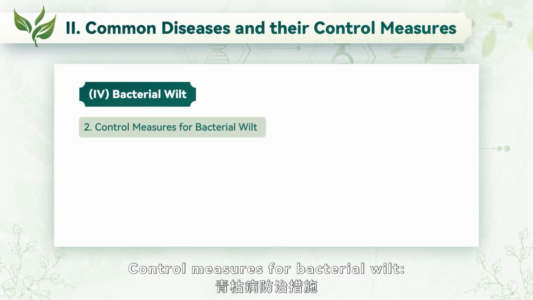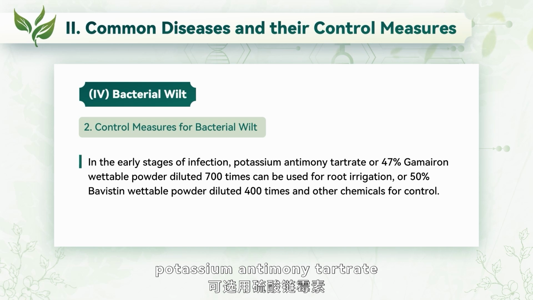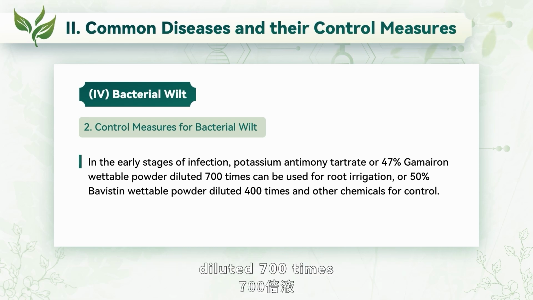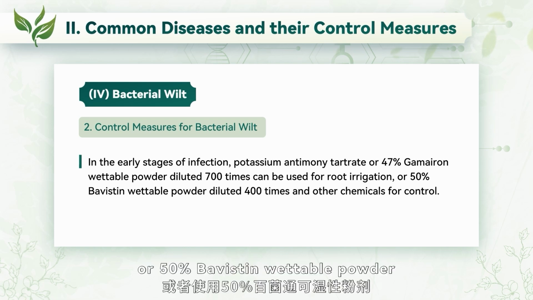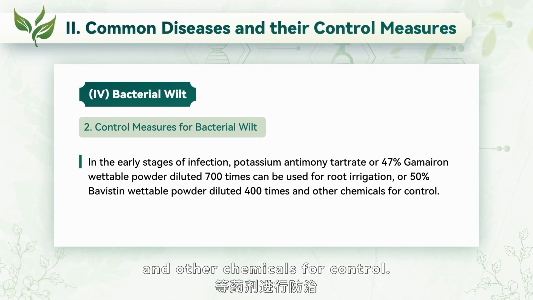Control measures for bacterial wilt. In the early stages of infection, potassium antimony tartrate or 47% gamma wettable powder diluted 700 times can be used for root irrigation, or 50% bavastin wettable powder diluted 400 times, and other chemicals for control.